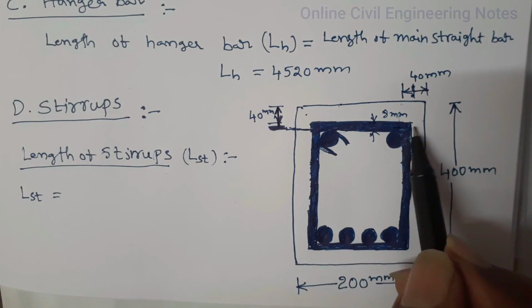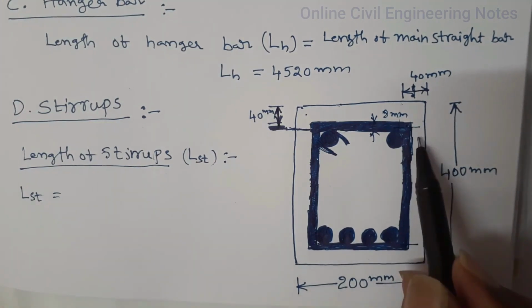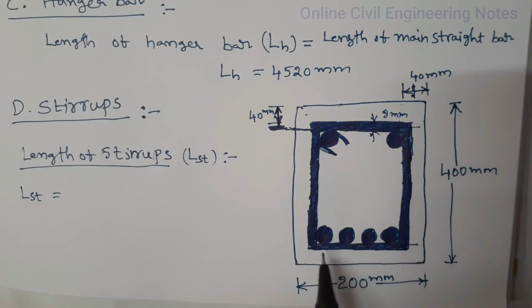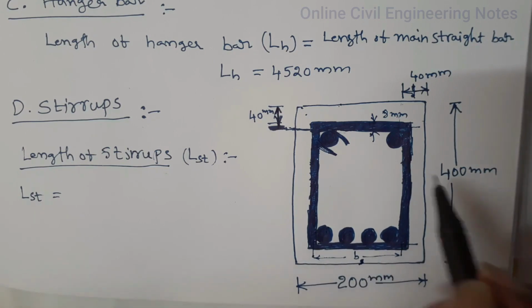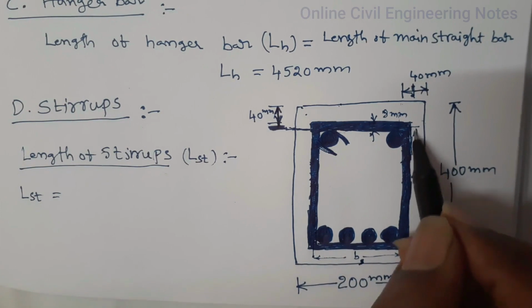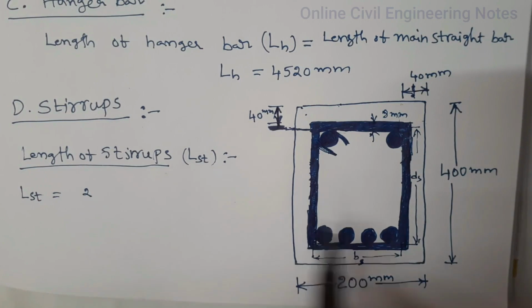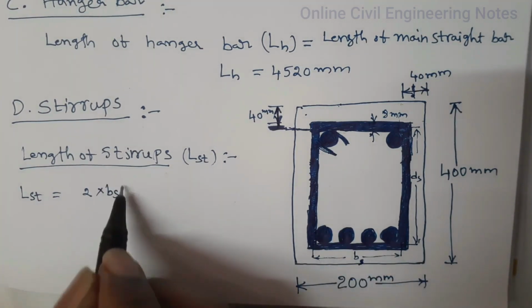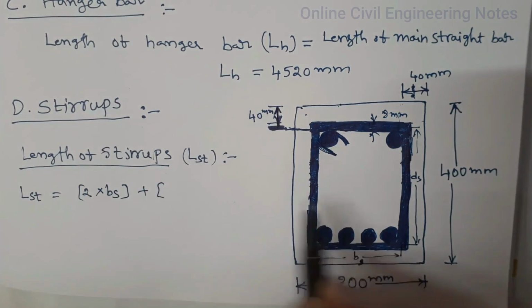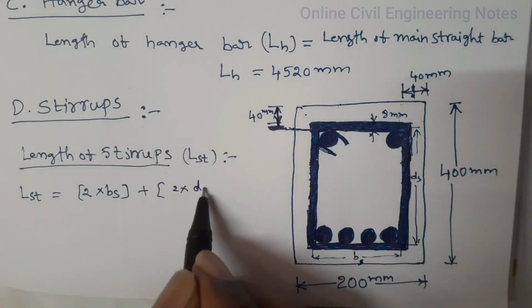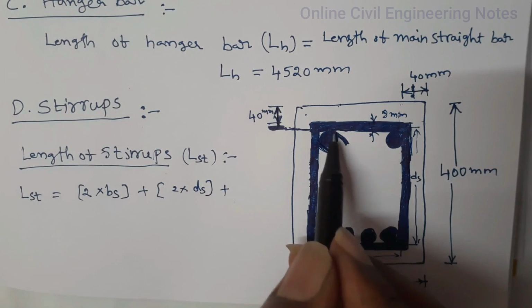So this center of the stirrup to this distance on both sides plus center of the stirrup here to here. So it is BS, DS. So length of the stirrups is equal to 2 times BS plus 2 times DS plus 2 bend lengths.